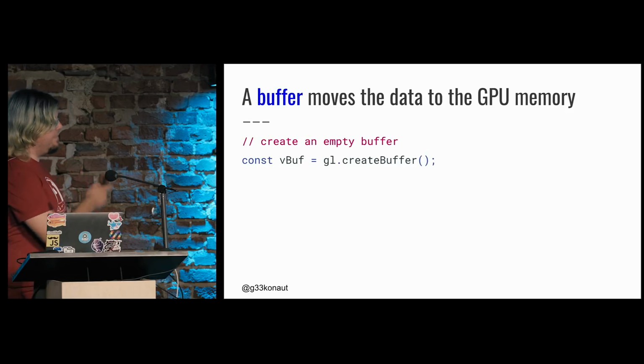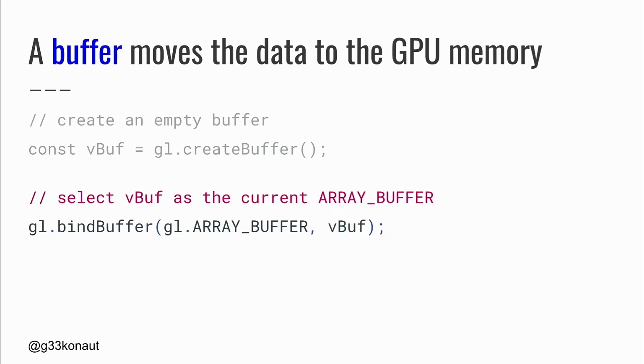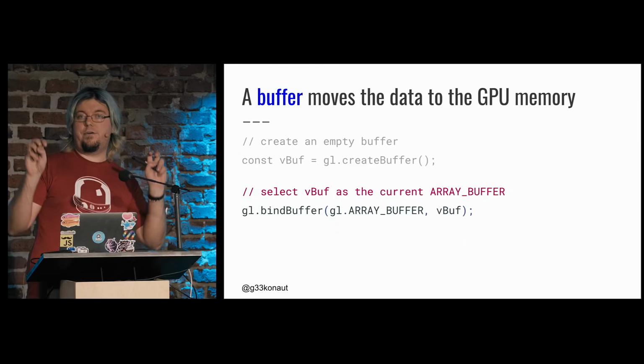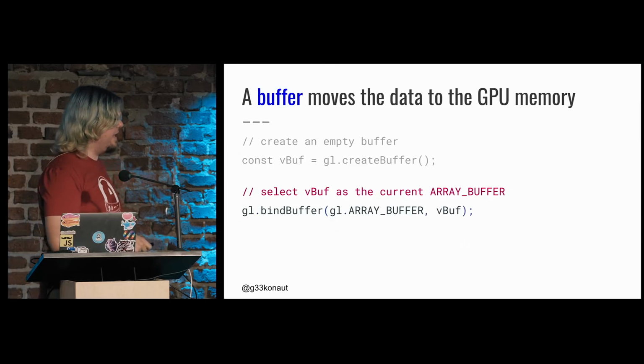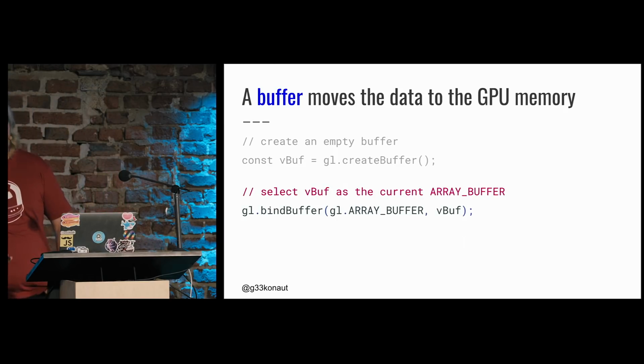So here we have this empty buffer. Can't we just pass in our vertices right away? No. The way we do it is we basically mark it as the current array buffer. That's just a constant. Basically, it's just saying, like, the next operation I do that touches an array buffer, please do this operation on this buffer that I just created. That is the empty buffer that we just created.